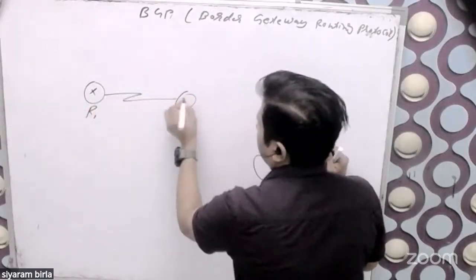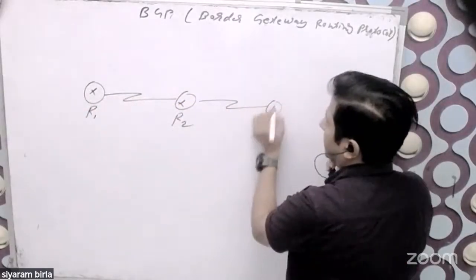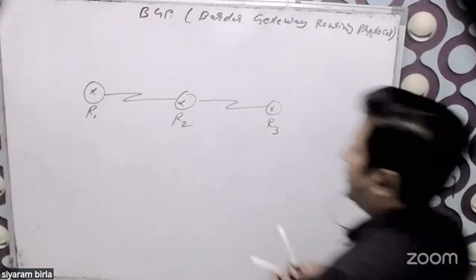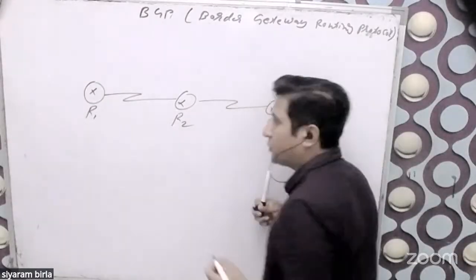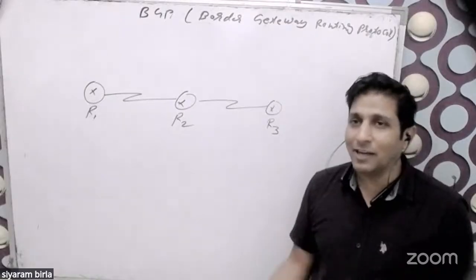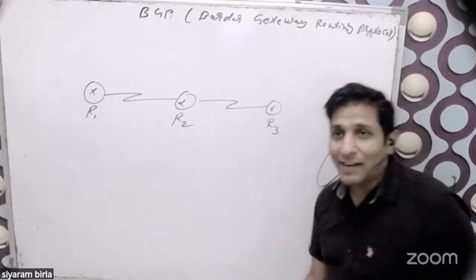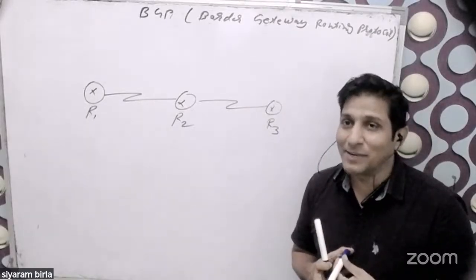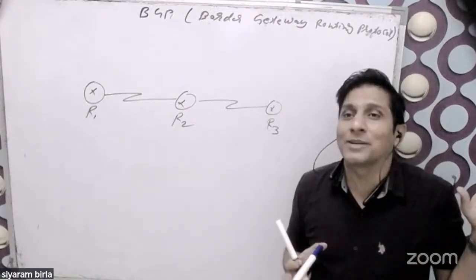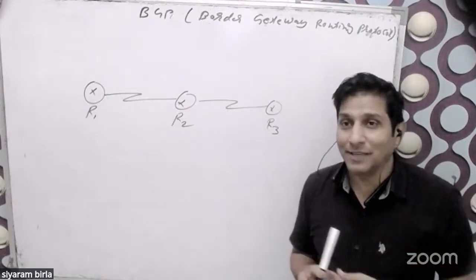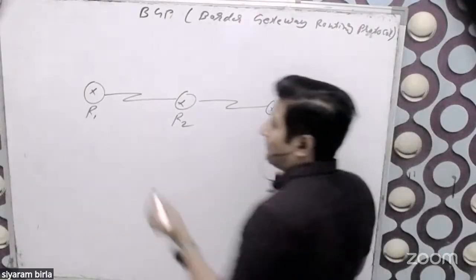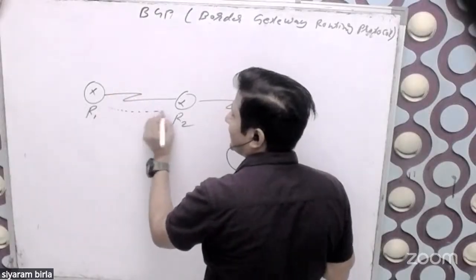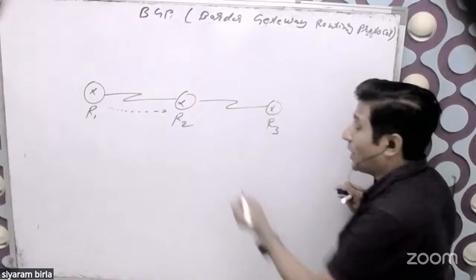This is R1. This is R2. This is R3. So there are three neighbors here. In OSPF and EIGRP, in any multicast routing protocol, the problem is that they can only create the direct neighborship. They cannot create the indirect neighborship in OSPF and EIGRP, because they are exchanging the hello message. In the hello message, the network ID is going.